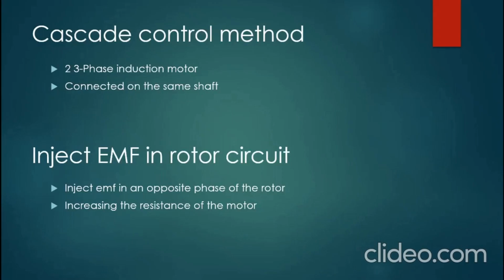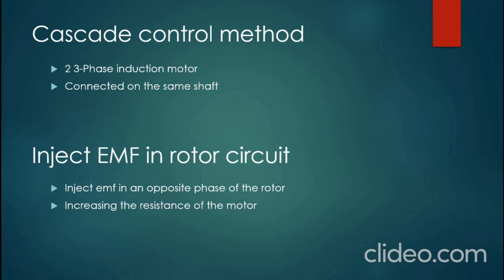The fifth method is the cascade control method. It is called a cascade control method because two three-phase induction motors are connected on the same shaft. The first motor is the main motor and the second one is the auxiliary motor. Power is given to the main motor whilst driving the auxiliary motor. Slip frequency from the slip ring is used to drive the auxiliary motor.